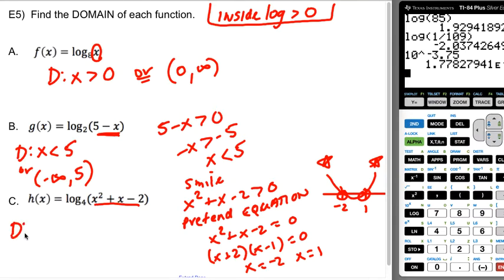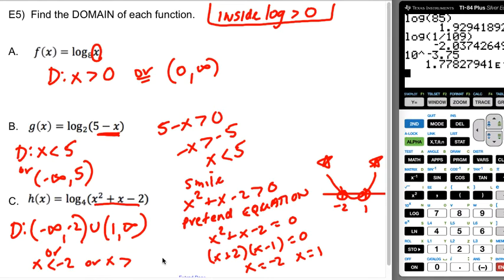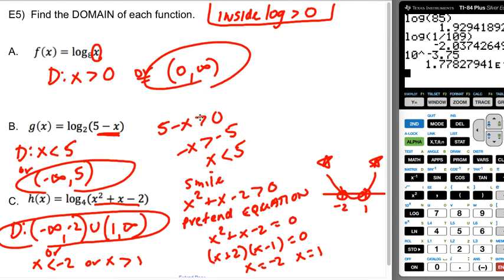So the domain of this function is going to be negative infinity to negative 2, parenthesis, and then from 1 to infinity. The other way to write that would be x is less than negative 2 or x is greater than 1. Not and, because not both of them are true. I would suggest that you use parenthetical notation. In my humble opinion, it is literally always better.